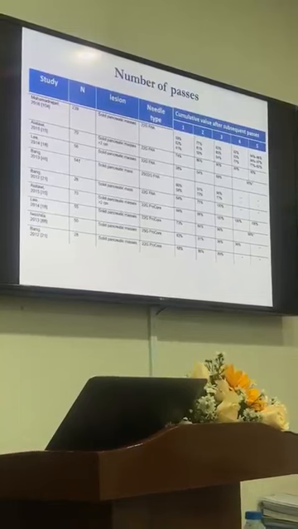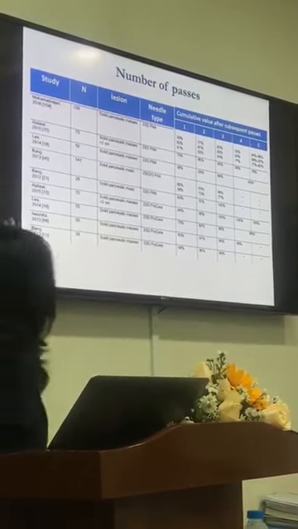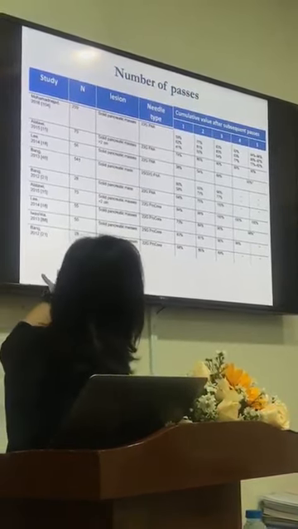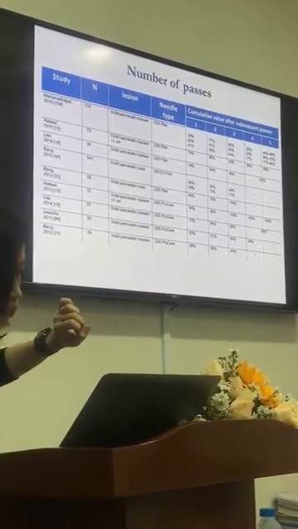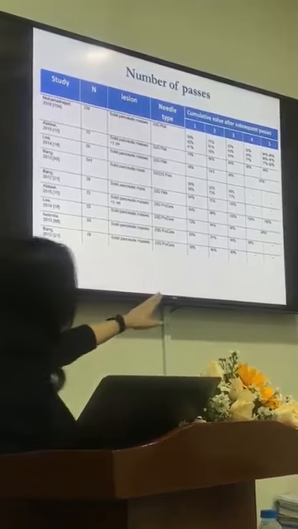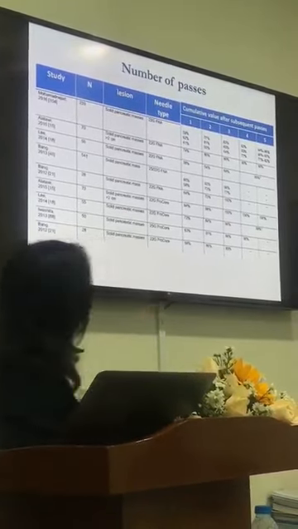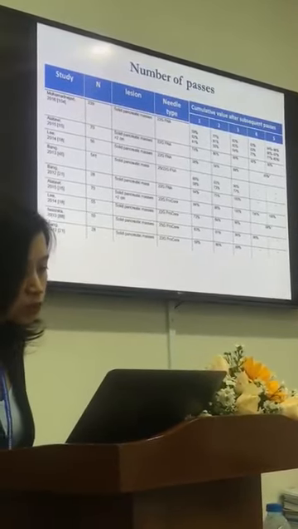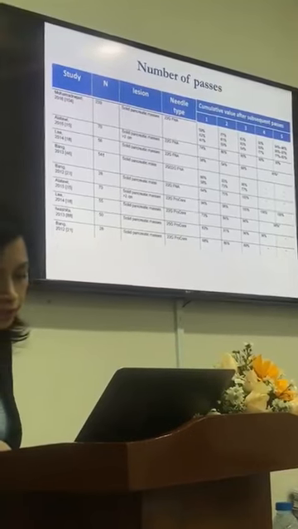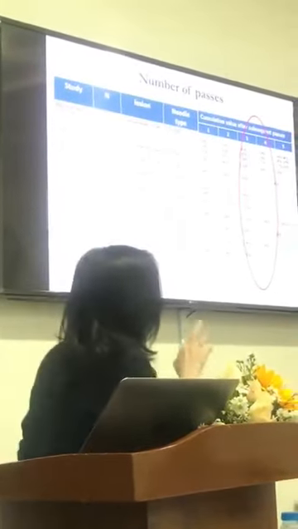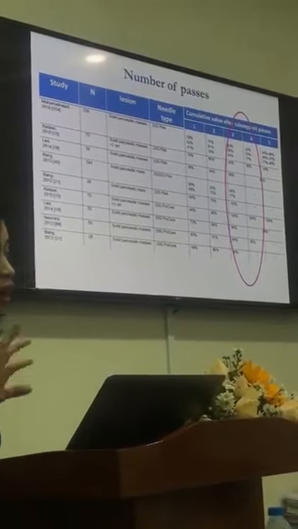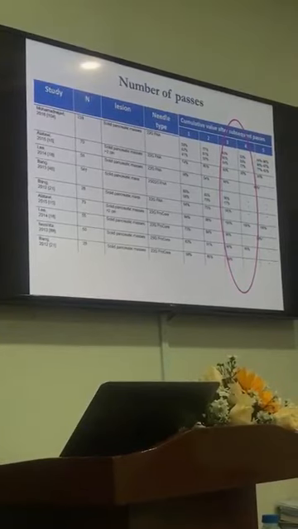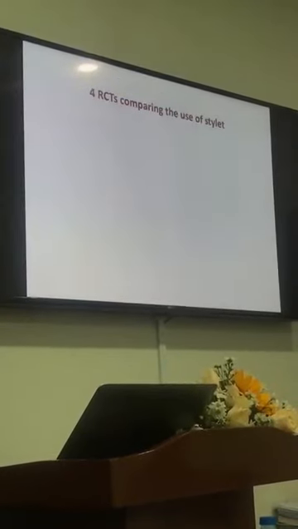What about number of passes? Many studies have been looking at the number of passes using mainly 22 gauge needle, different kinds of lesions, but majority of them is pancreatic masses. And as it turns out, they show that between 3 to 4 passes, that's pretty much the optimal number of passes. So 3 seems to be a magic number here.